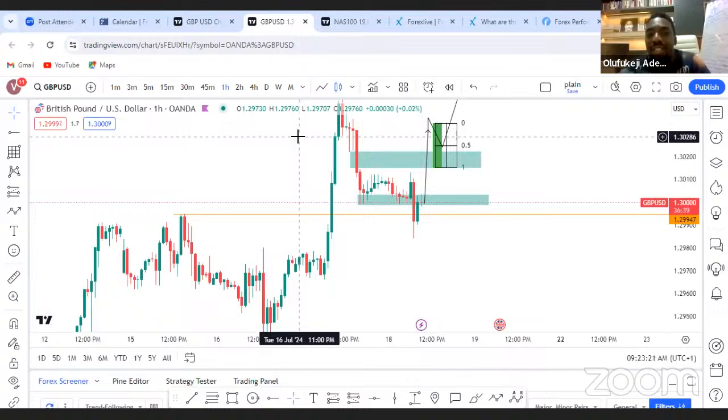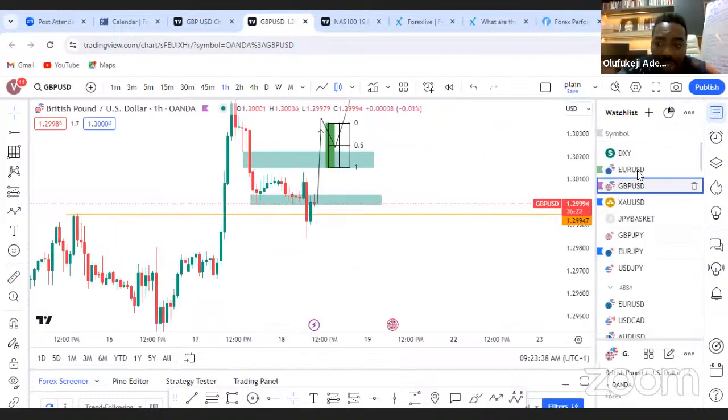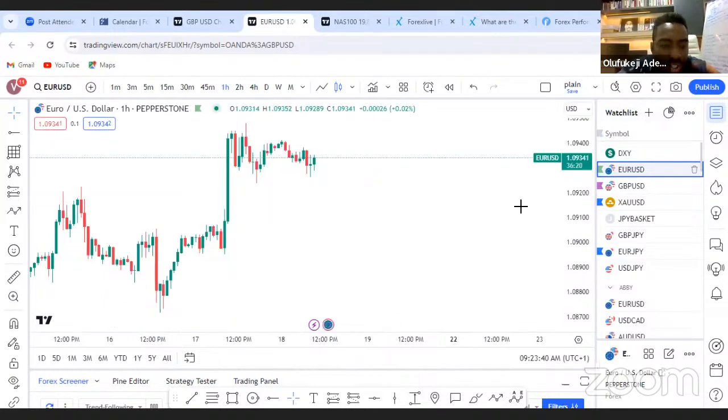So this is the second scenario. Now, if I want to confirm this, I can do this analysis on Euro USD to see if Euro USD is following the same structural pattern as GBP USD. Let's quickly see Euro USD. Is it following a similar structural pattern or not?